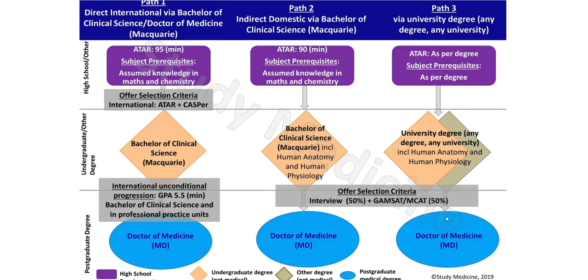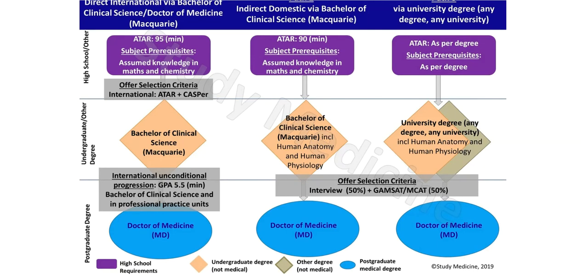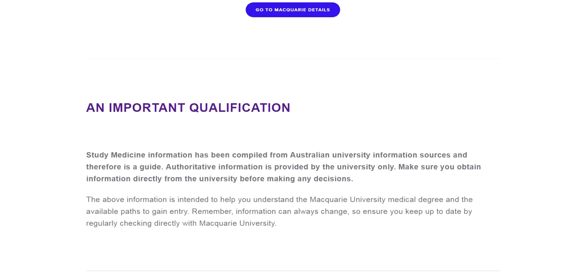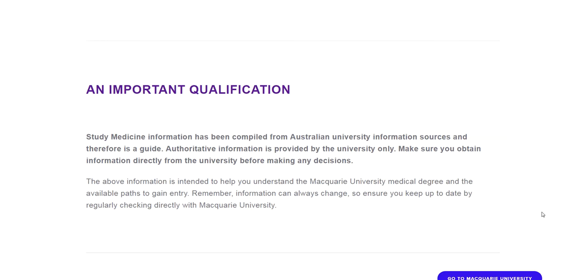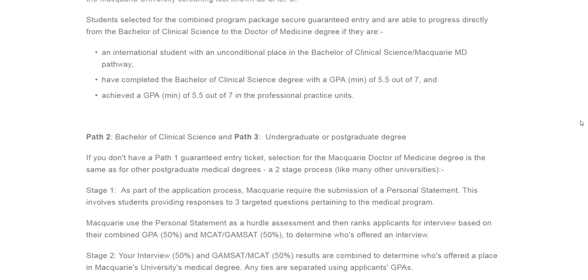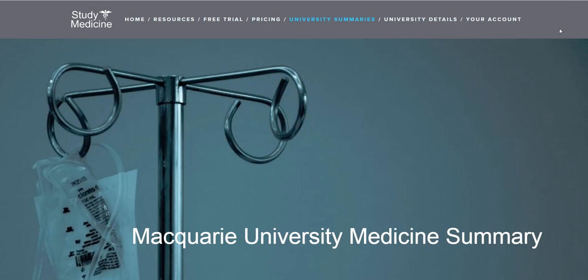So the benefit of Study Medicine is to give you this visual degree path summary to show very clearly what paths to medicine exist at each university and then how all those paths compare. Like everything in studying medicine, it's important to make sure you also check with the university to make sure that the information that you have is current. So that takes you through the visual degree path summary and how studying medicine works at a summary level as it pertains to Macquarie University.